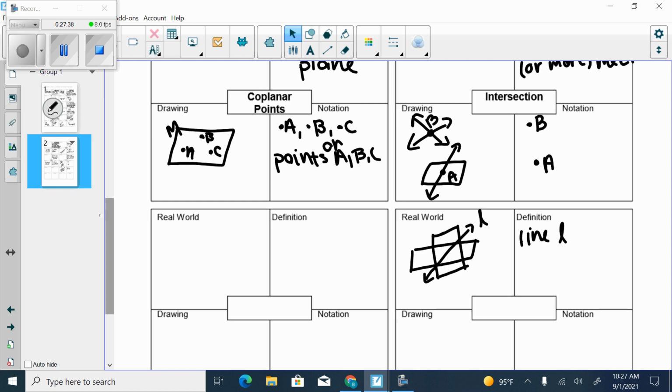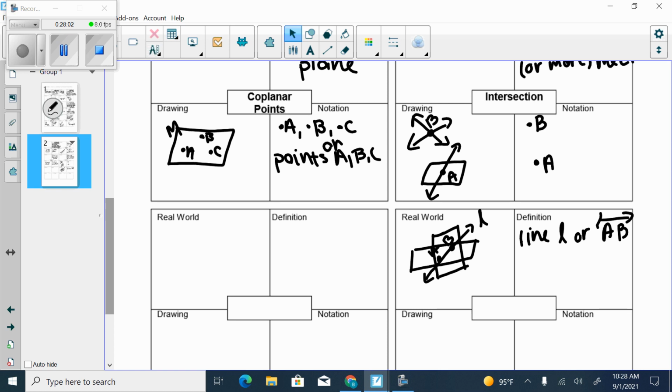So I would just say the intersect here would be at line L. If it had coordinate points on it, like if it has A and B, you could say that they intersect at line AB like this, if there's points on it. Okay. So I know I'm not the best artist, but I hope that I kind of got my point across there.